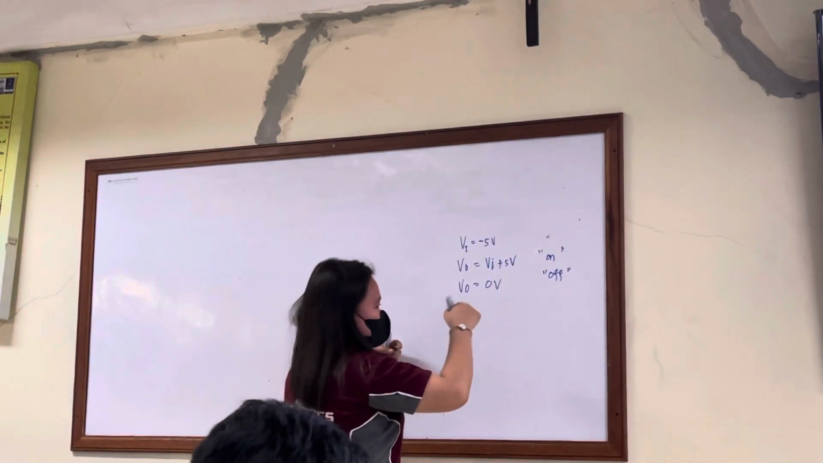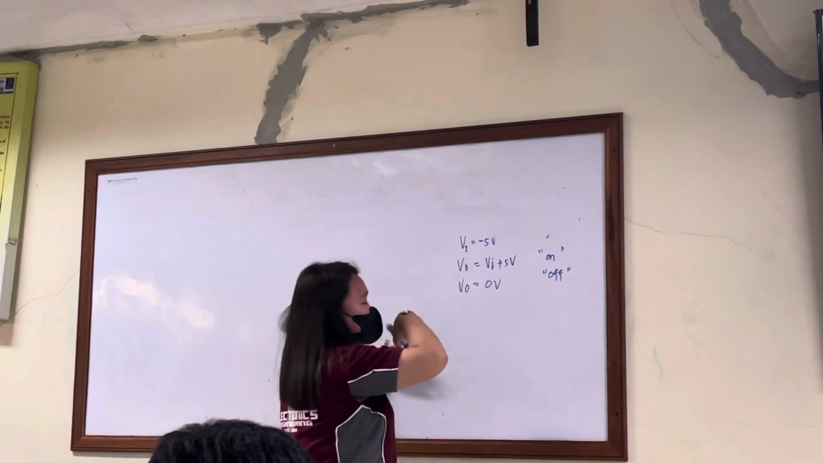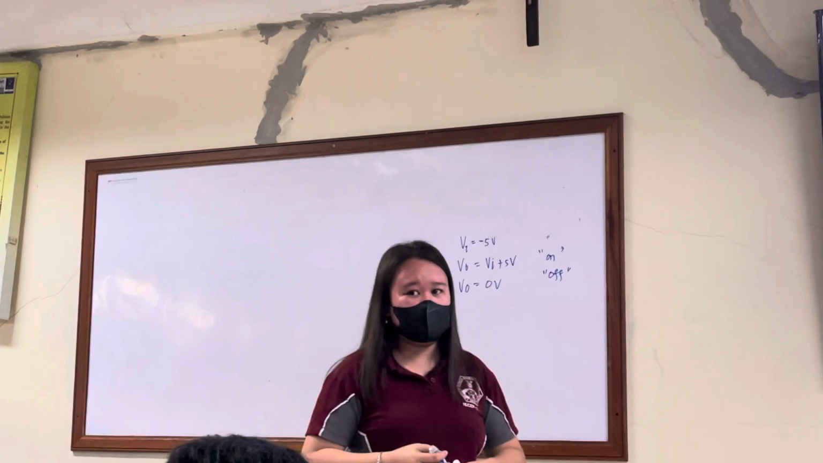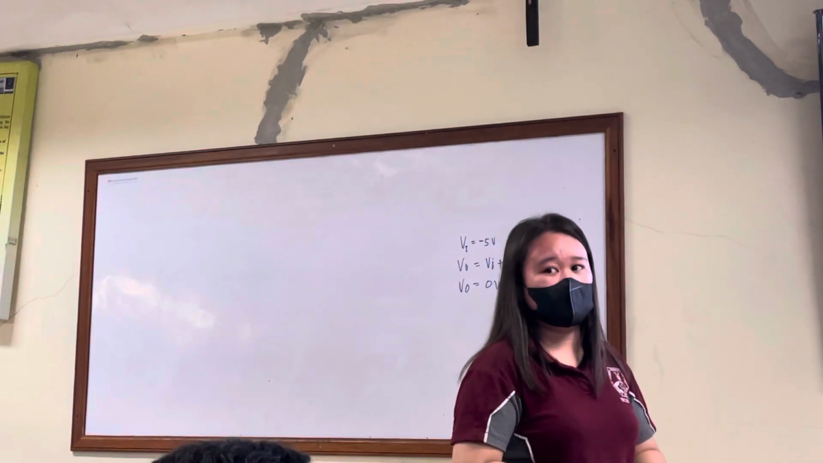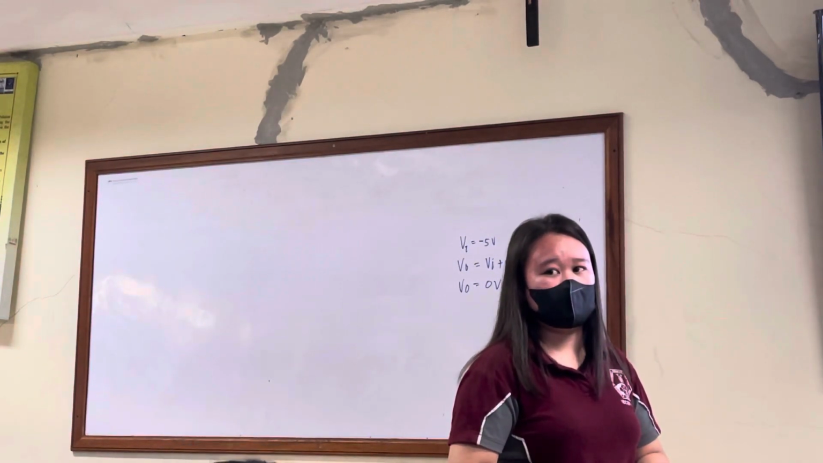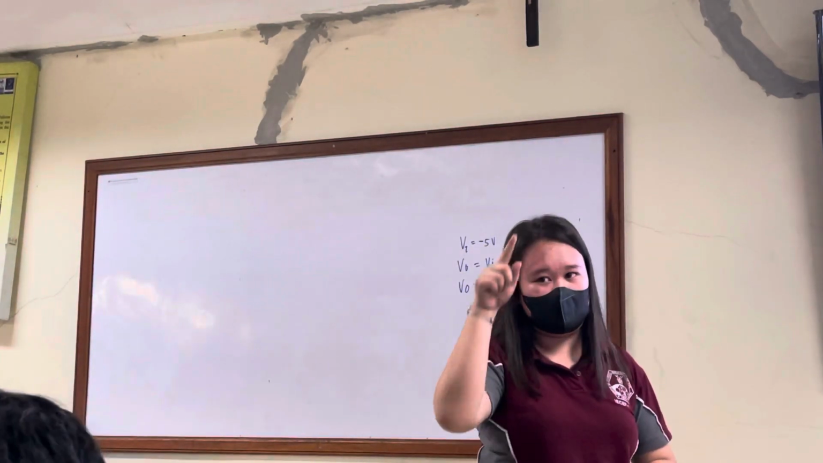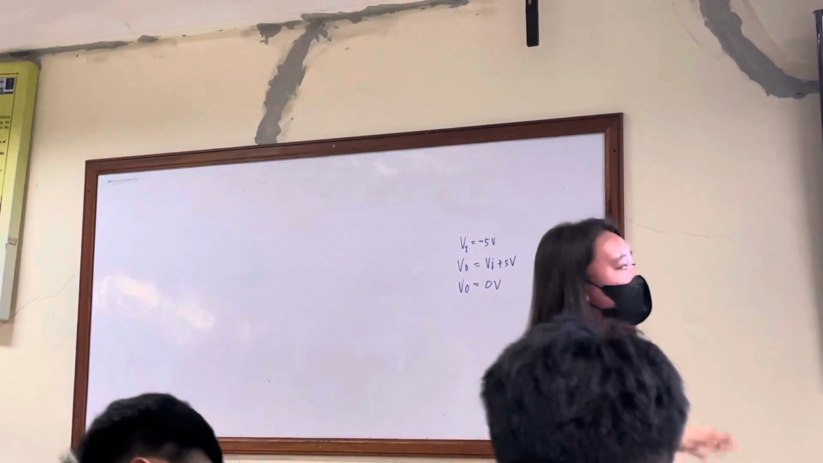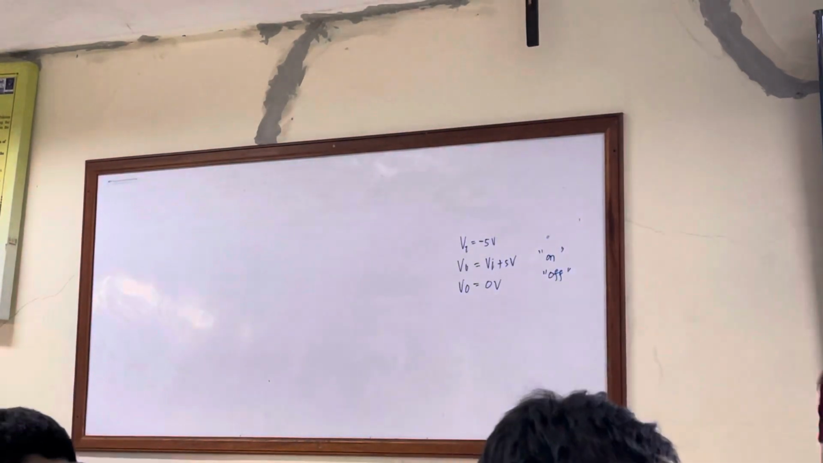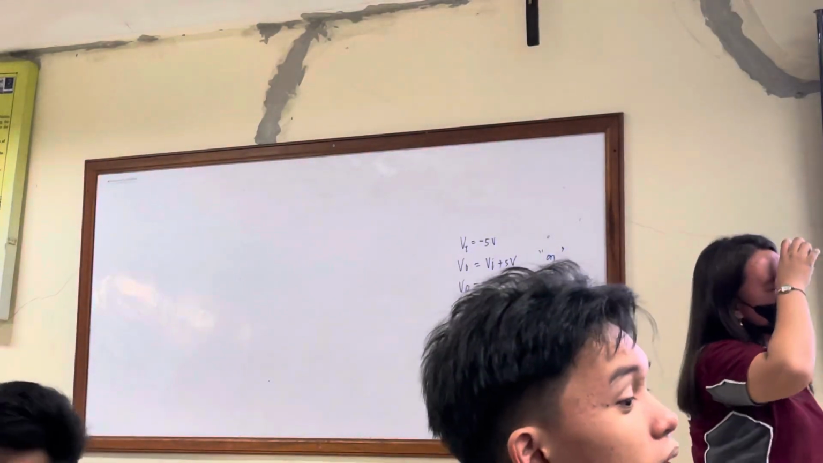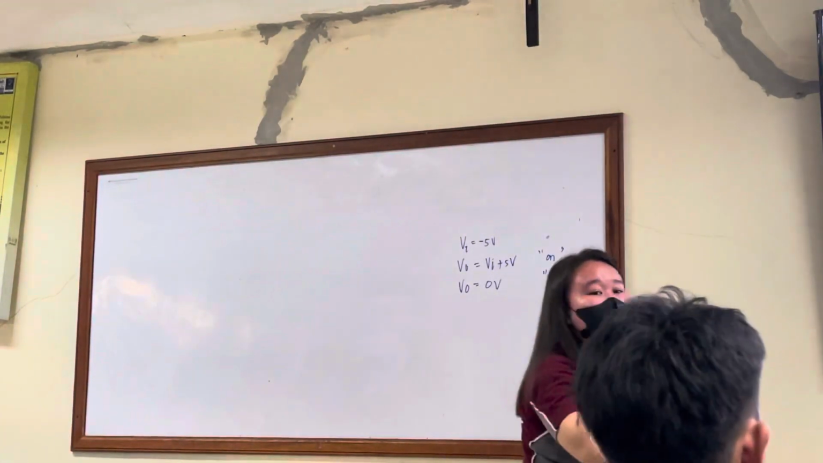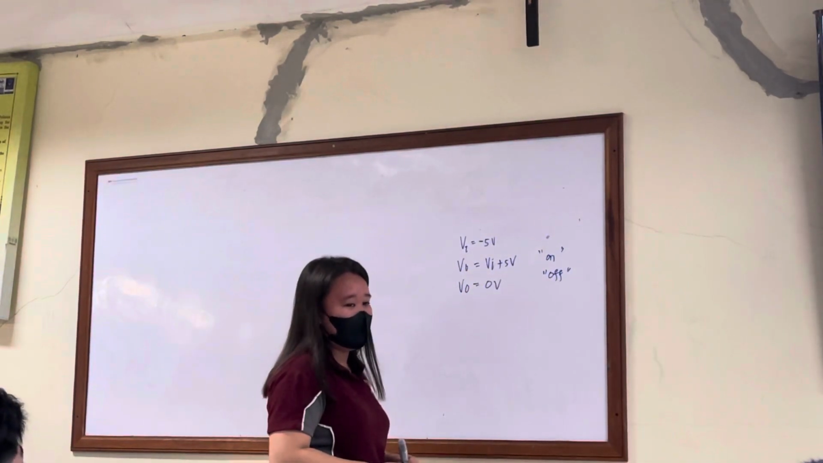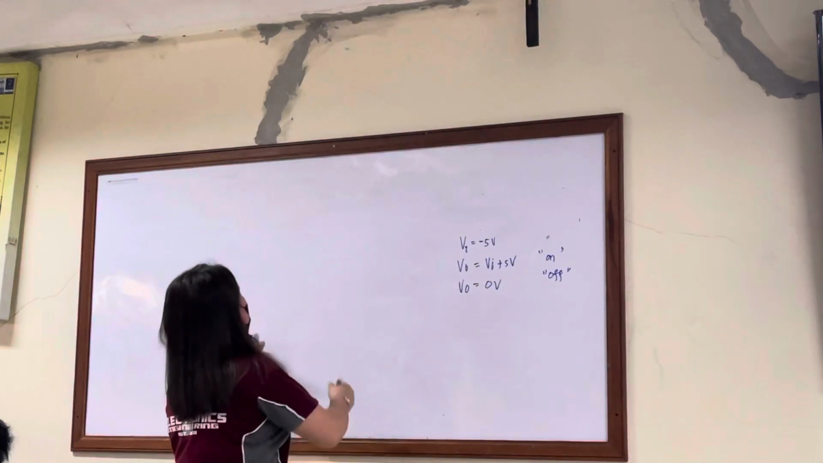Okay, so, V is voltage. I mixed up the formulas. V is voltage. So, during forward bias condition, the formula is VI plus 5 volts.